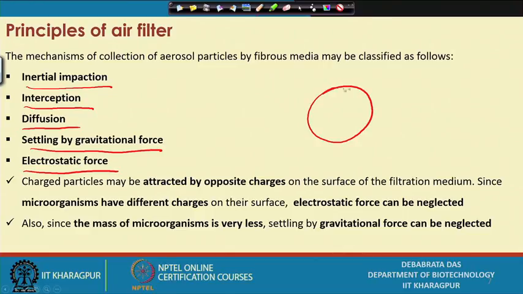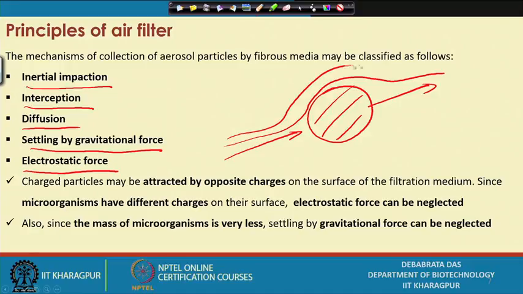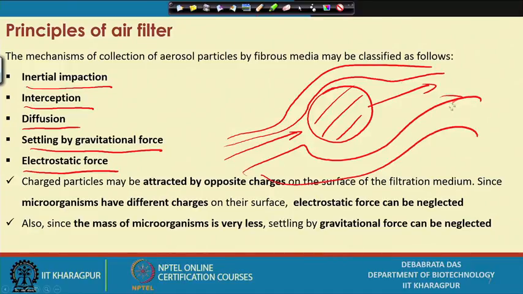Suppose this is the cross section of the fiber, am I right? If you cut the fiber, the cross section of the fiber is this. Now, air is flowing perpendicular to this fiber. So, air will flow like this, like this, flowing this way. Now, suppose a particulate is present here. Your particulate will go like this and it may not touch the surface of the fiber. So, if it does not touch, then your particle will not be collected by the fiber.